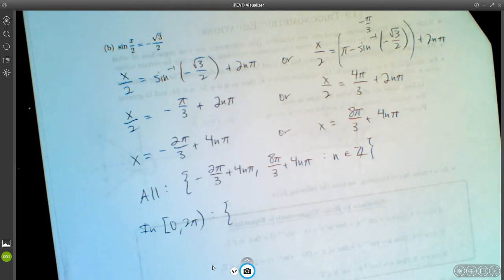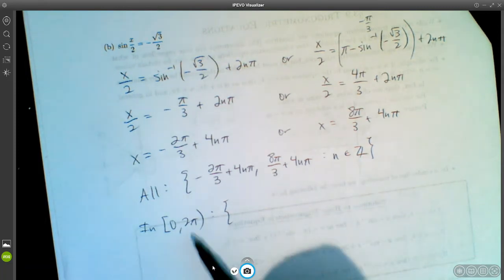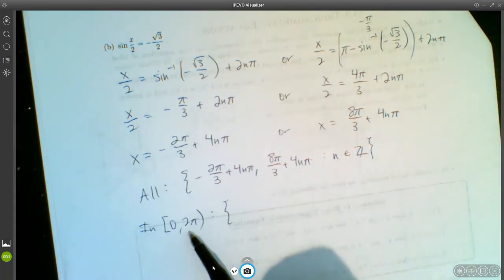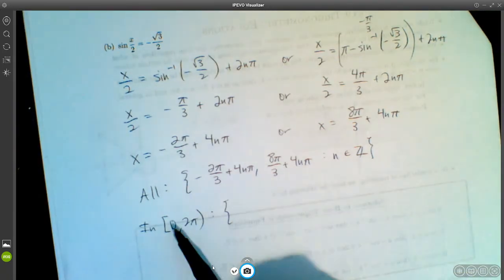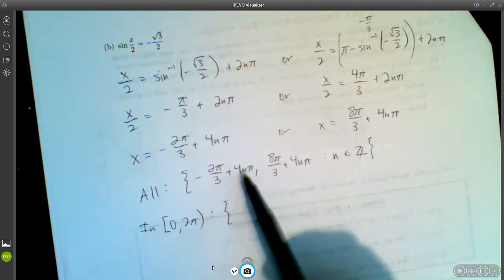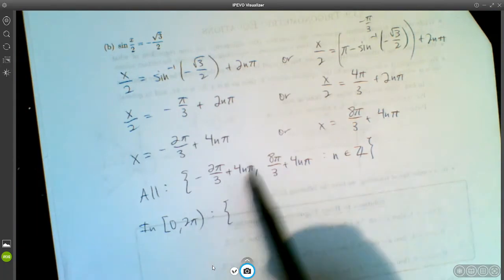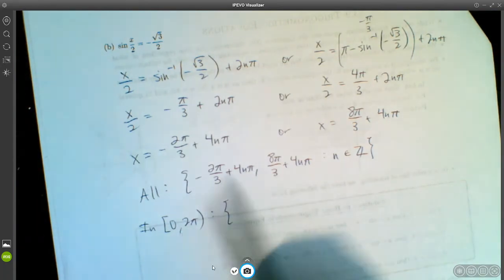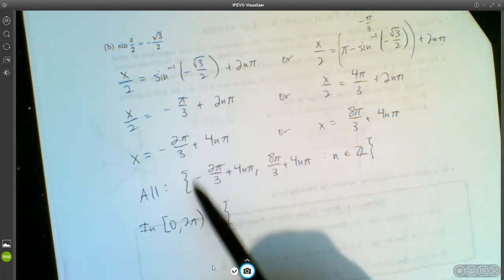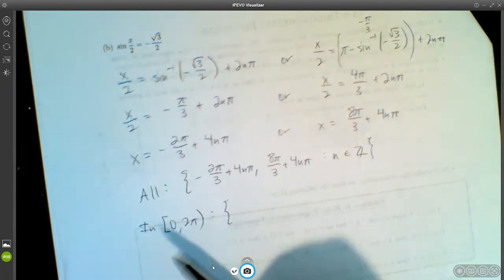So negative 2 pi over 3 plus 4 pi, that's equal to 10 pi over 3. Well, 2 pi is 6 pi over 3, right? So 10 pi over 3 is way more than 2 pi. So when I plug in 0, the number's too small. When I plug in 1, the number's too big. So none of these numbers are going to be inside of this interval. So nothing generated by this rule is going to be inside of this interval.